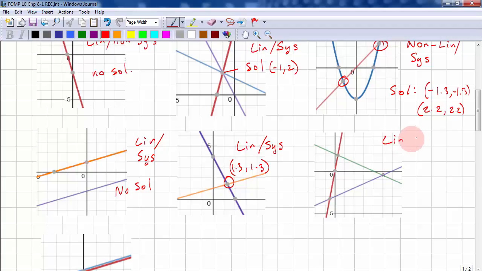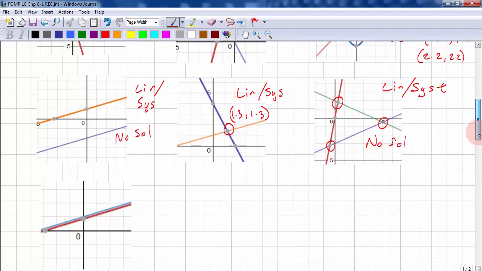Here we have a linear and a system. This is a point of intersection. This is a point of intersection. This is a point of intersection. However, the point does not go through all three lines, so there is no solution. Three don't go through here, three don't go through here, and three don't go through here.